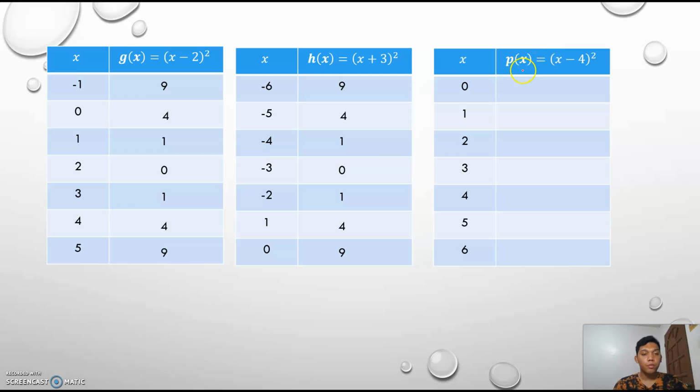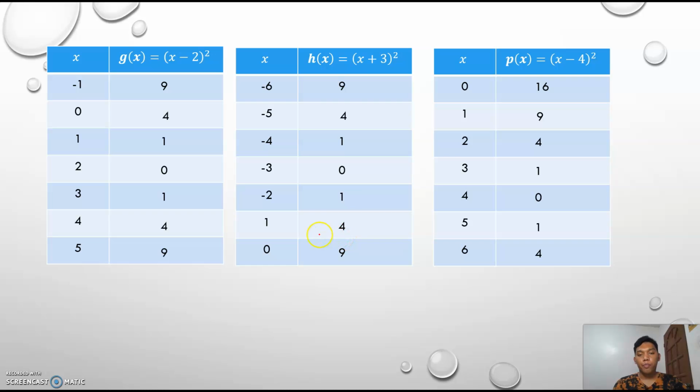So here, p of x equals (x minus 4) squared. So substitute 0 minus 4, that's -4, then square, 16. 1 minus 4, that's -3, and then square, that's 9. 2 minus 4, that's -2, and then square, 4. 3 minus 4, that's -1, squared, 1. 4 minus 4, that's 0, and then squared, 0, and so on.